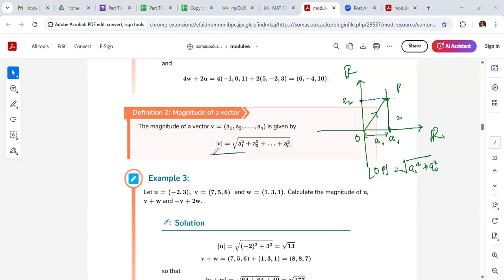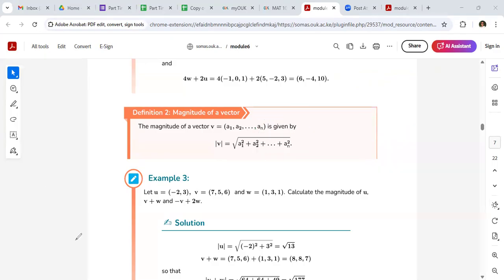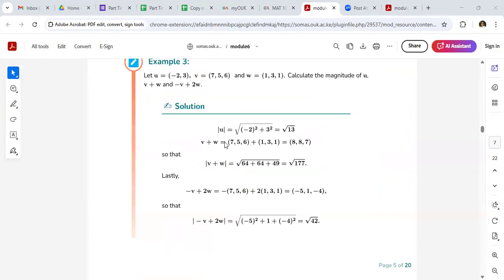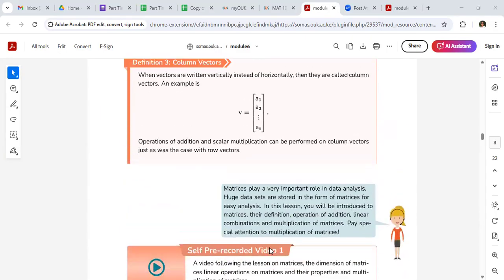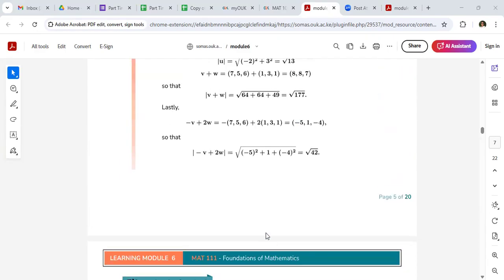And then you can now generalize to Rn, an n-tuple. We look at R2 because it's easier to visualize, but you can generalize to Rn. You can even calculate the magnitude of the resulting vector after carrying out the arithmetic operations. So for example, the magnitude of v plus w, or negative v plus 2w.